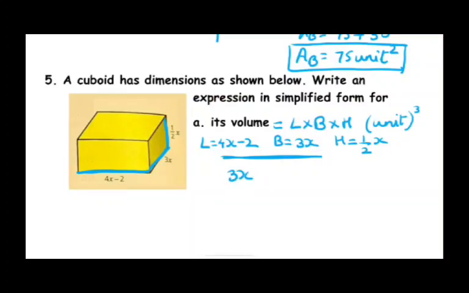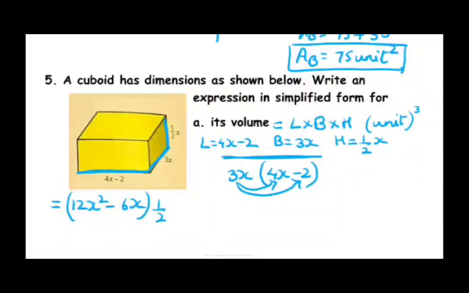I'll write 3x first because I have to multiply it with the whole expression, which is equal to 3x into 4x minus 2. 3 4s are 12, x square. 3 into 2 is 6. It's going to be 6x. Now this is just the area, the length and the breadth. Now I will multiply this entire expression with the height, which is half x.